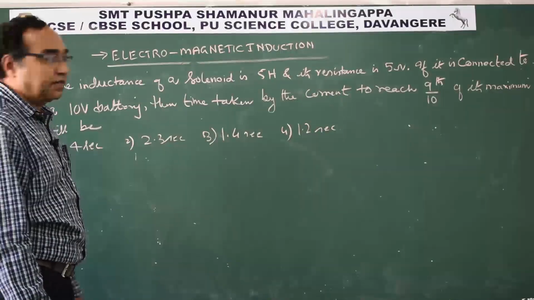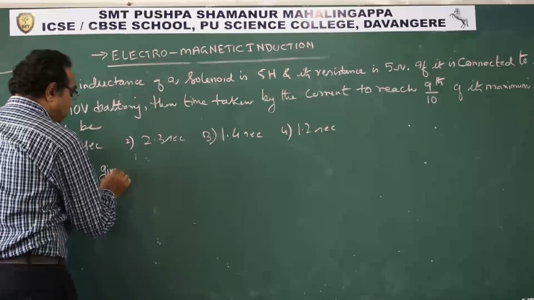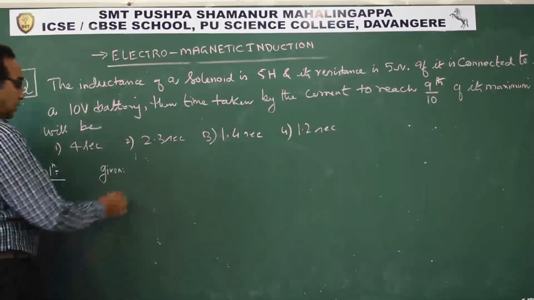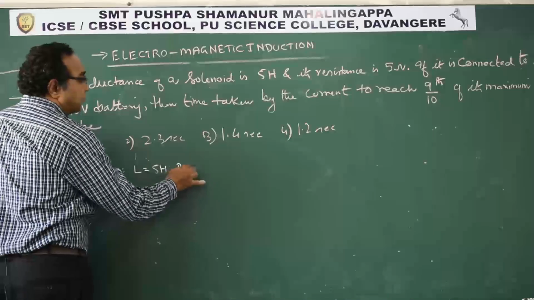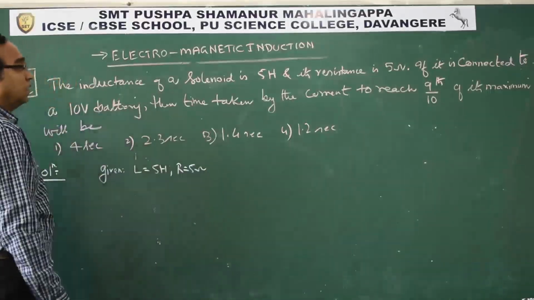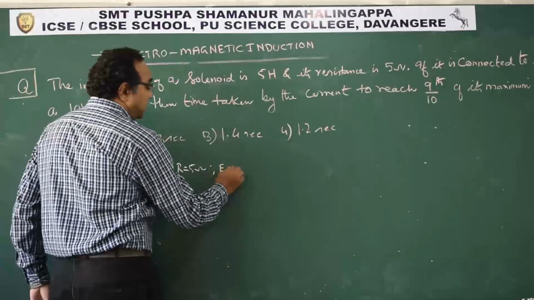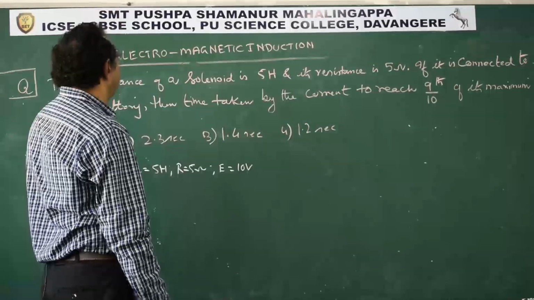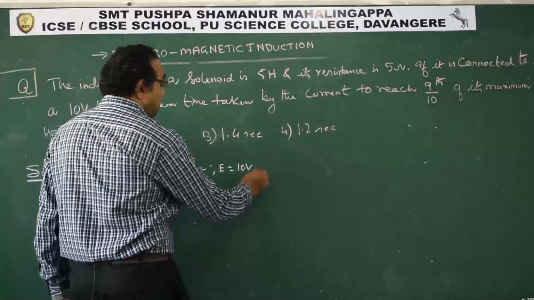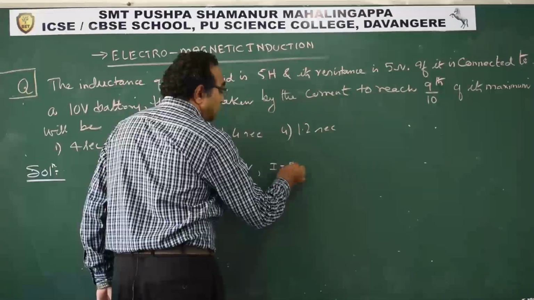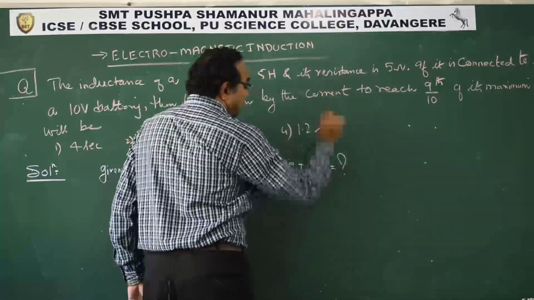The question reads like this: the inductance of a solenoid. Once again, let us go back to our habit. Record the data. L is given as 5 Henry. R is given as 5 ohm. If it is connected to a 10 volt battery, so E is given as 10 volt. Then the time taken by the current to reach 9/10 of its maximum value. So it says I is equal to 9/10 of I naught, then t will be how much?